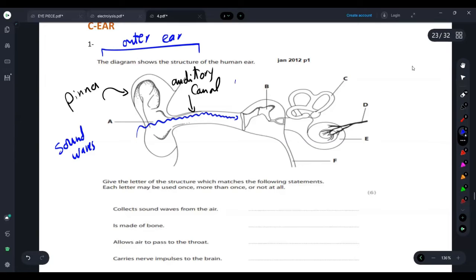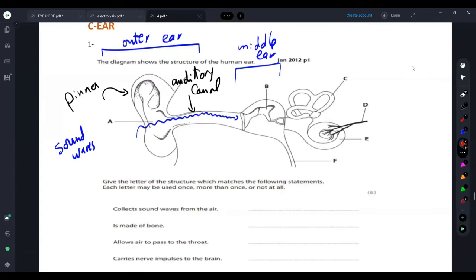And here we have the middle ear. The middle ear is quite a surprise. Why? Because inside the middle ear we have bones. We have three bones, and one of them is the smallest bone we have in our human body. Where are these bones? The bones are number one, two, and three.